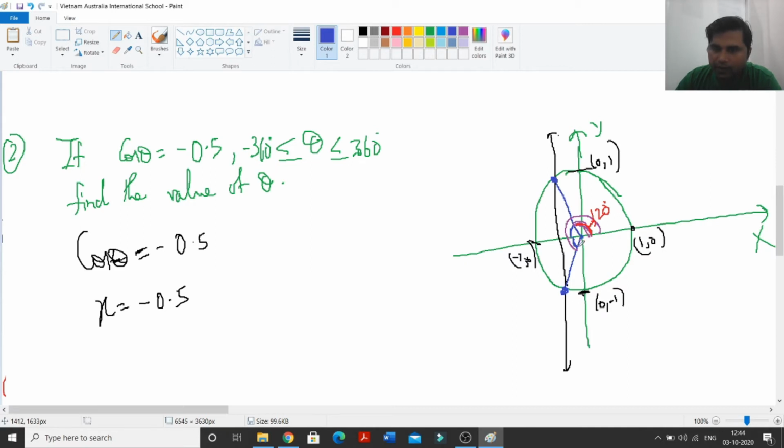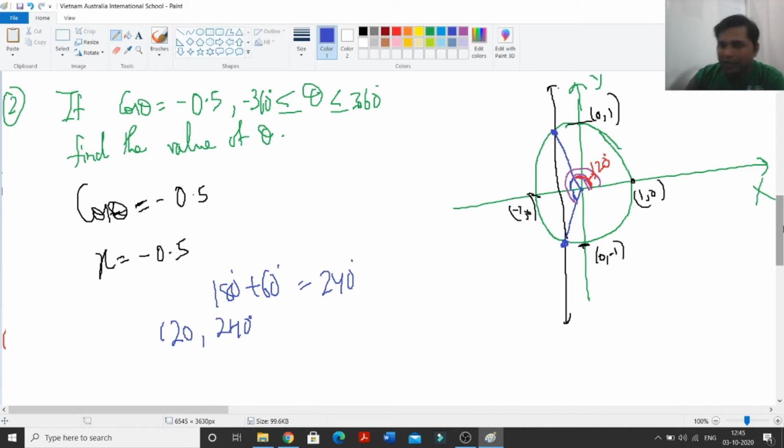So the total value will become 180 plus 60, which is 240. So the first answer was 120 and the second answer was 240.